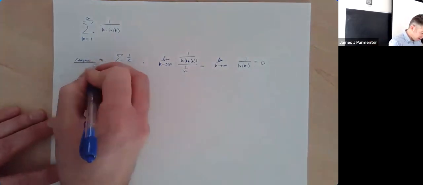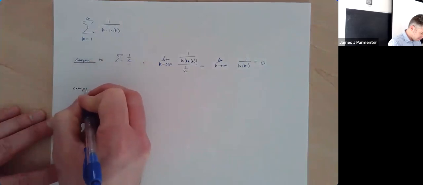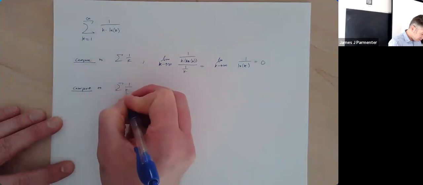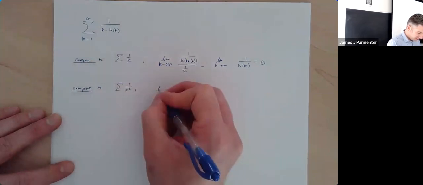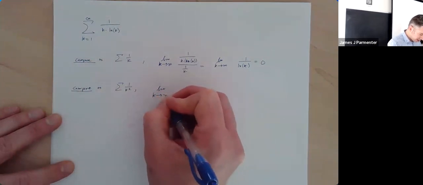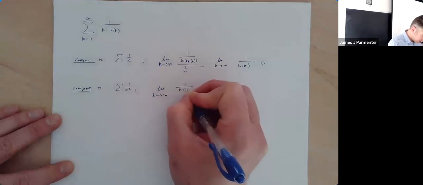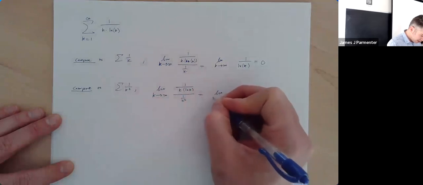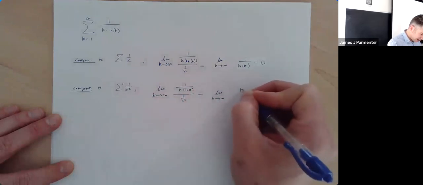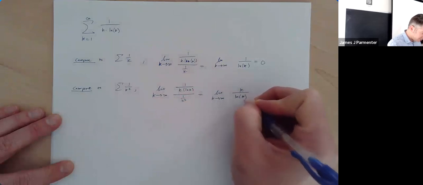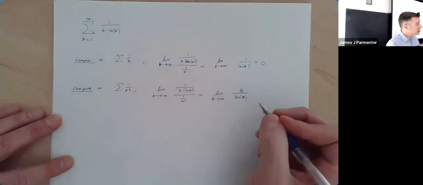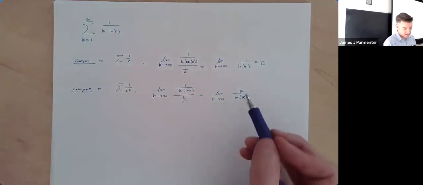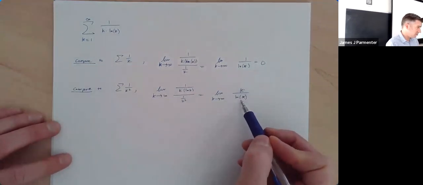If on the other hand, we compare it to 1 over k squared, well then, we have the limit as k goes to infinity of 1 over k natural log of k over 1 over k squared, which is really going to be the limit as k goes to infinity of k over the natural log of k. And just so you can see the way someone might do this a different way, you could certainly say k is bigger than the natural log of k.